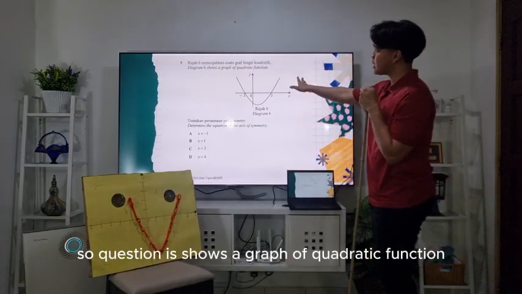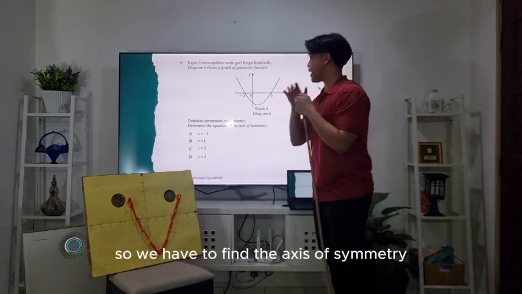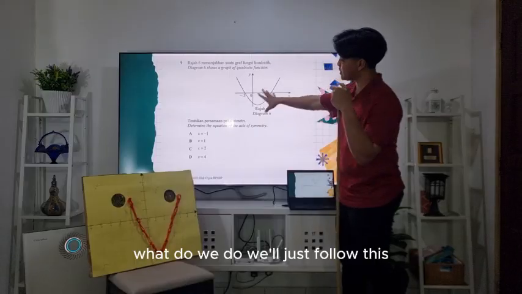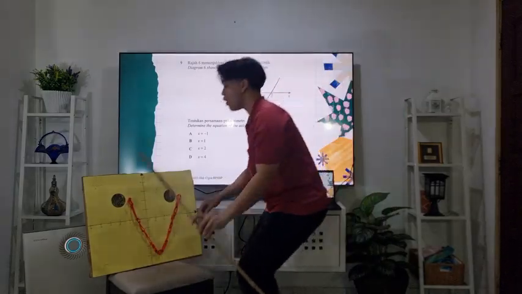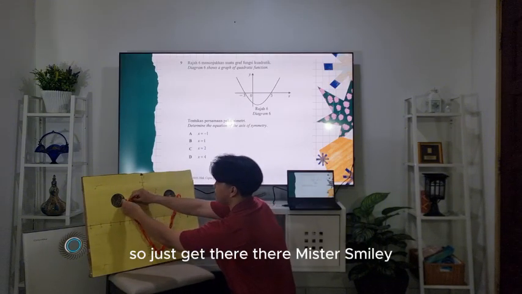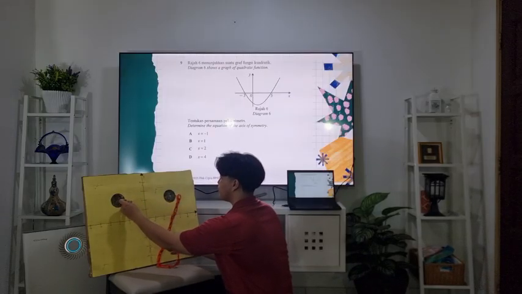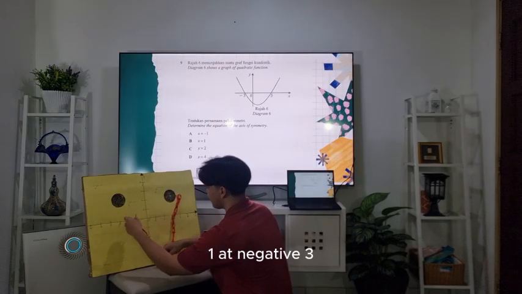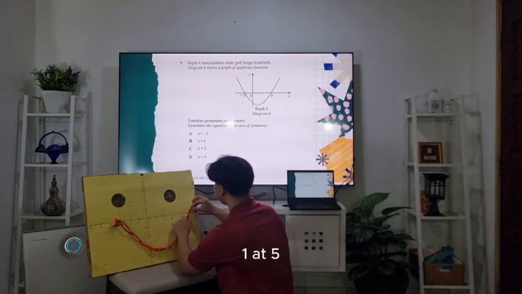So, the question is, it shows a graph of a quadratic function. So, we have to find the axis of symmetry. What do we do? We'll just follow this. Negative 3 and 5 are the roots. So, just get there, Mr. Smiley. 1 at negative 3, 1 at 5.